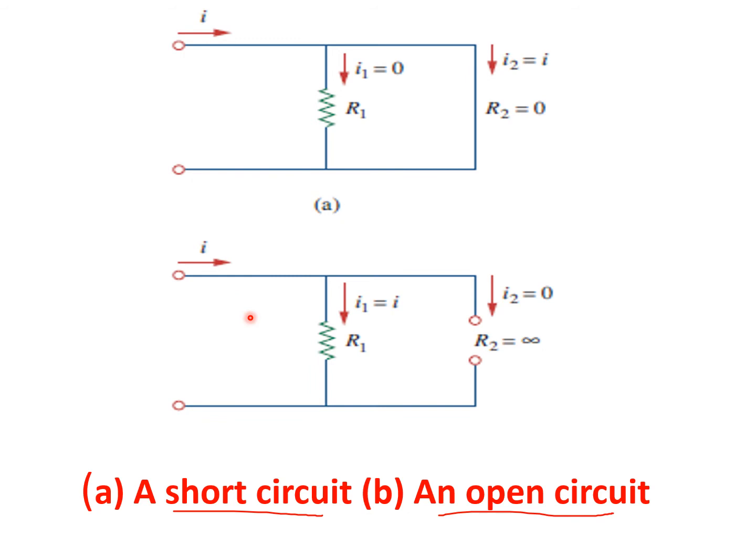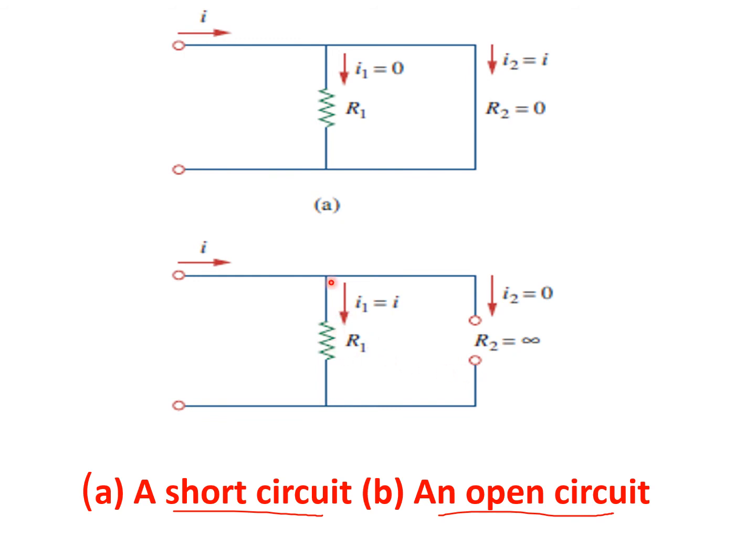And next, open circuit. Here I have to open circuit the terminal. Is there any current flowing through the open circuited terminal? No. Voltage across it is infinity. That is R2 equal to infinity. Here the same voltage appears across this terminal.